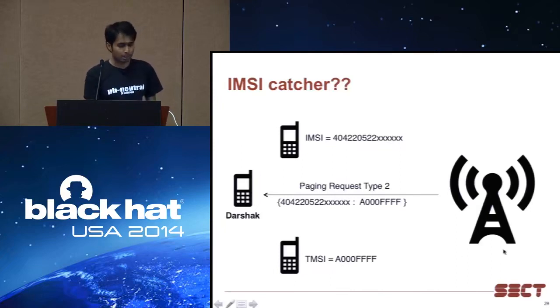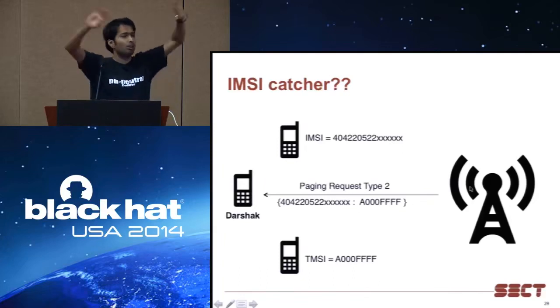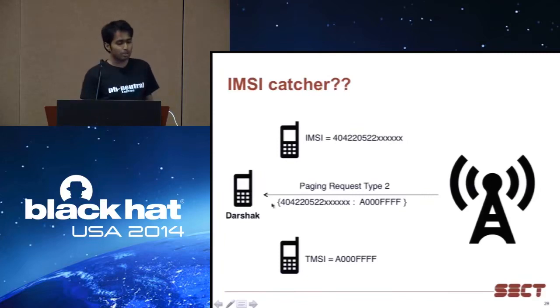What happens? The base station compiles this into a paging request type 2, because this belongs to 2 mobile users. It combines all the TIMSIs and sends them over the air as a broadcast message. And this is my tool, which sees both of the identities. I see the IMSI of the other guy, and I also see the TIMSI of this other mobile phone.